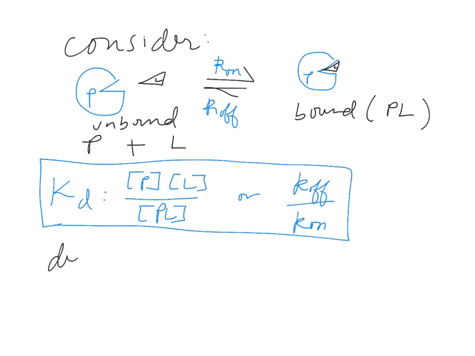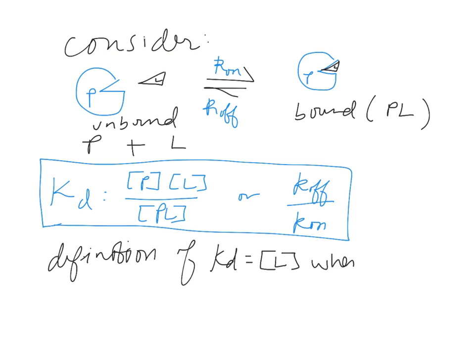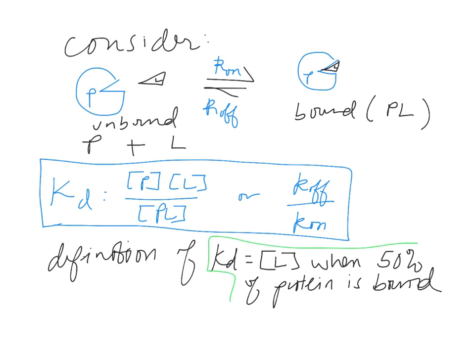The definition of KD, spelling is rough. So this is the definition. This is what it is. KD equals the concentration of ligand when 50% of the protein is bound. That is its official definition. So if you were asked for the definition of KD, this is what you would write.